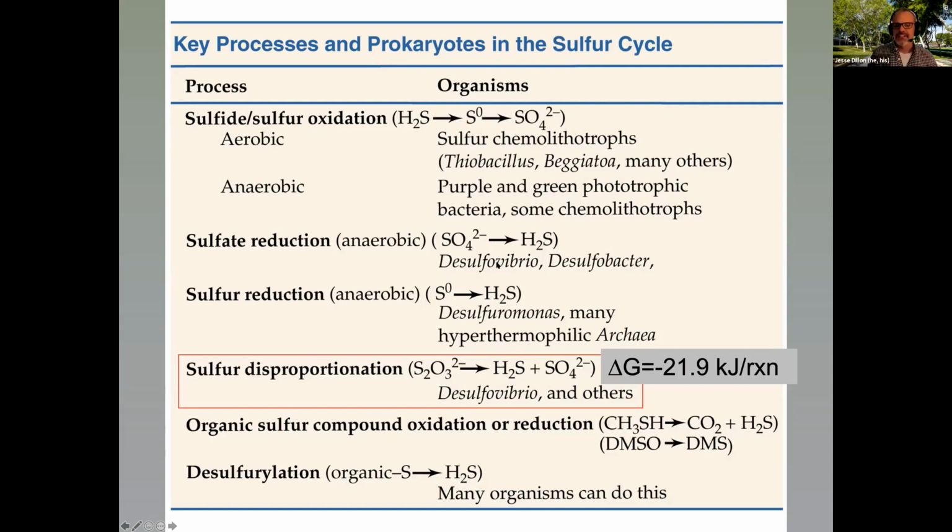So for example, Desulfovibrio is a sulfate reducer, but under certain conditions where sulfate is absent, but thiosulfate is present, they can switch over. This is just another example of the metabolic flexibility I introduced a few lectures ago when we talked about metabolism, okay? And then these other things we don't really need to worry about.